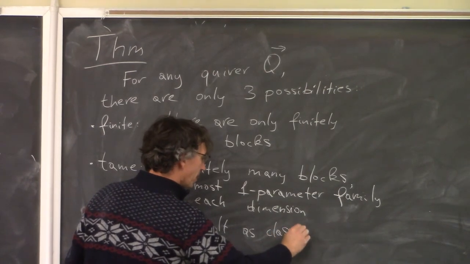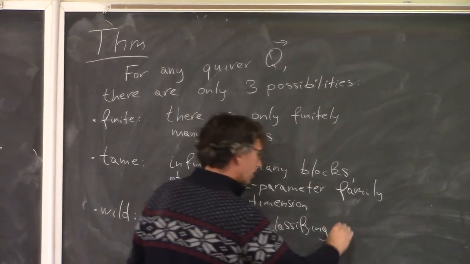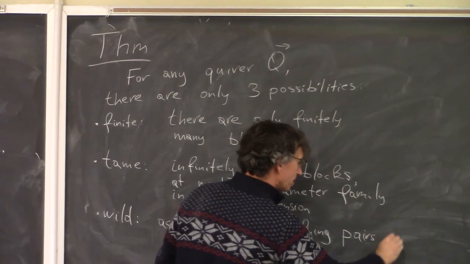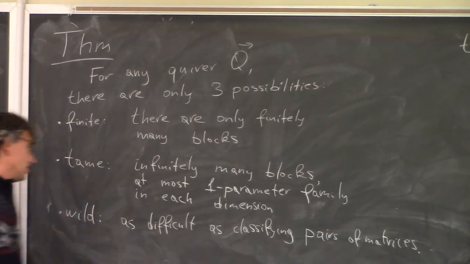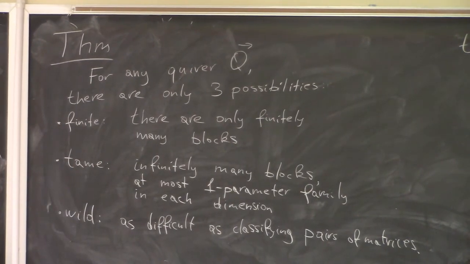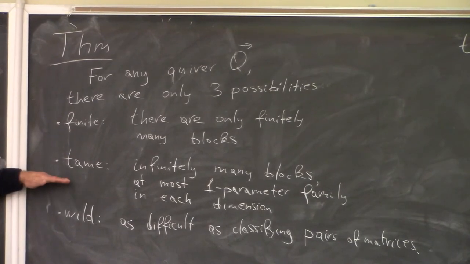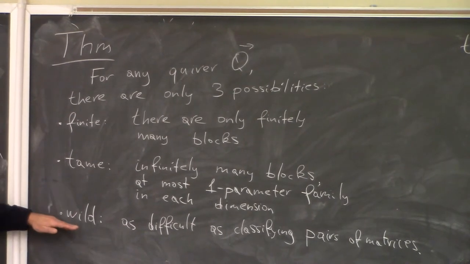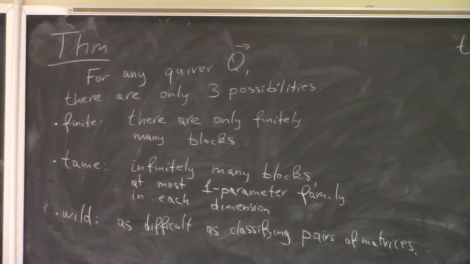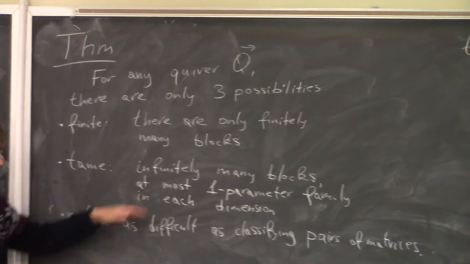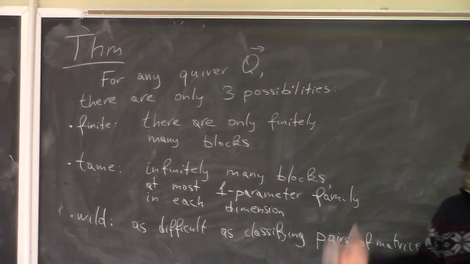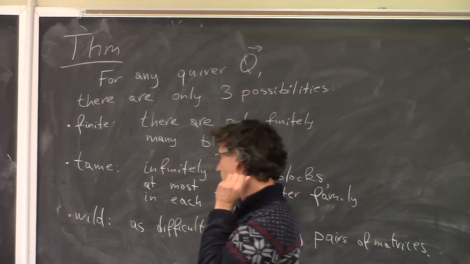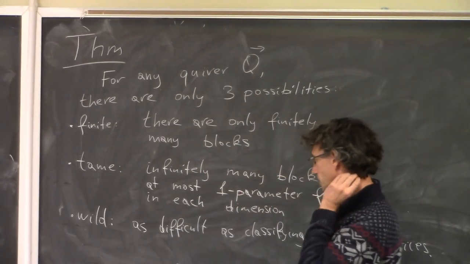classifying... it turns out that if you have any quiver which is not of this type, then it is at least as difficult as this one to be precise. If you have any quiver which is not of these two types, then classifying its representation, classifying the corresponding configuration of vector spaces, which of course the proper name for it is representation of the quiver.